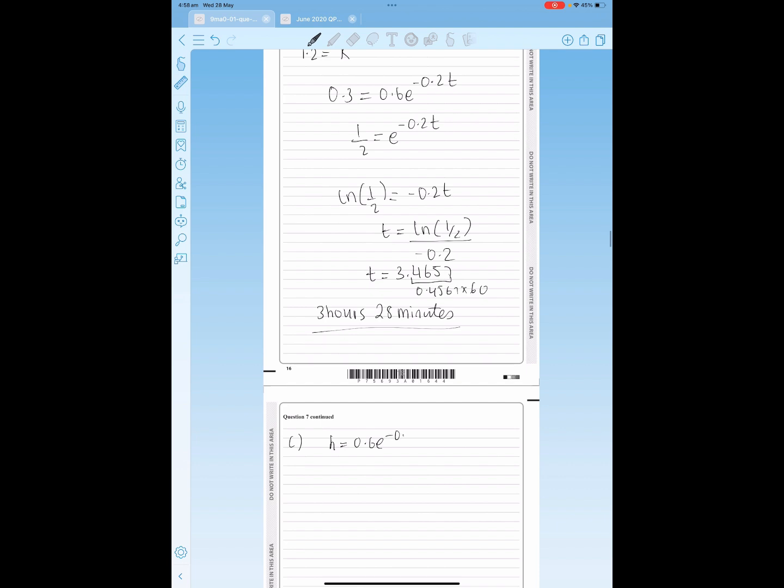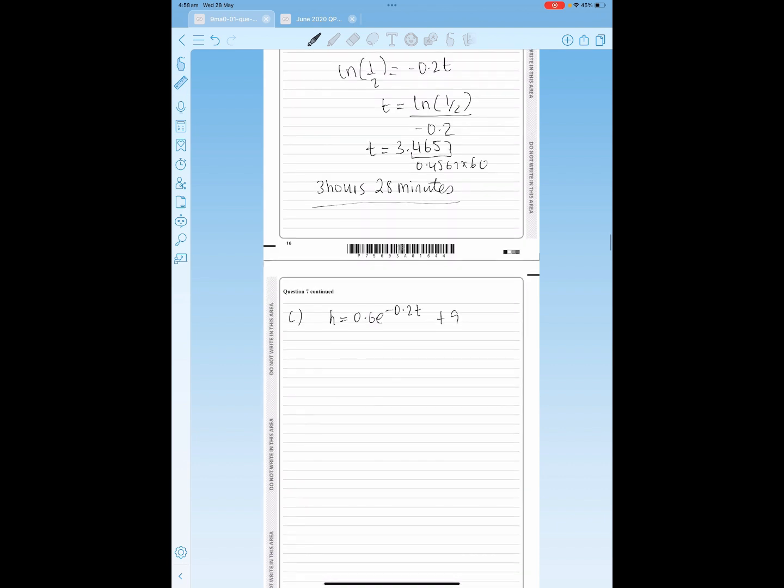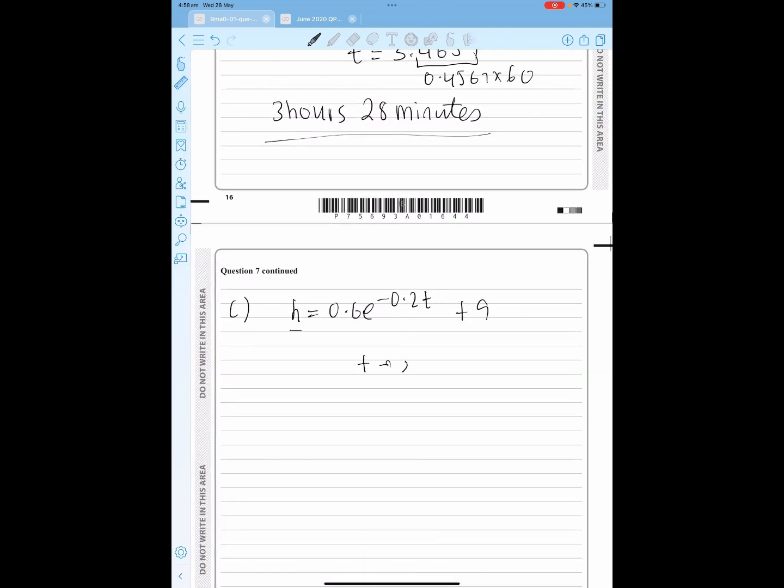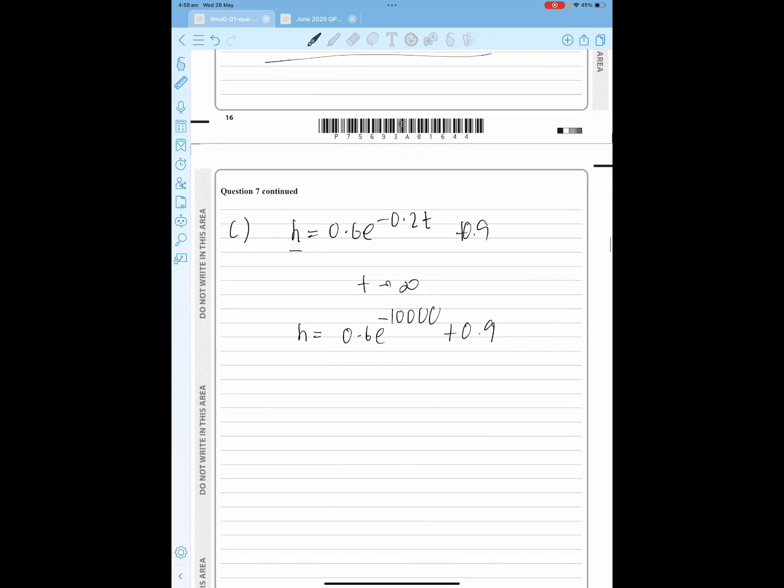Minus 0.2t plus 9. So we need the value of h as t tends to infinity. So h is equal to 0.6 e, just put in some very large number in your calculator to check. I'd say minus 10,000 plus, sorry, this was 0.9 plus 0.9.